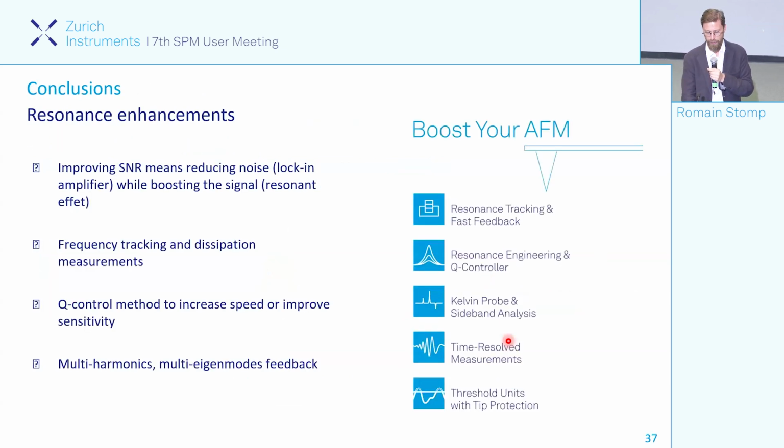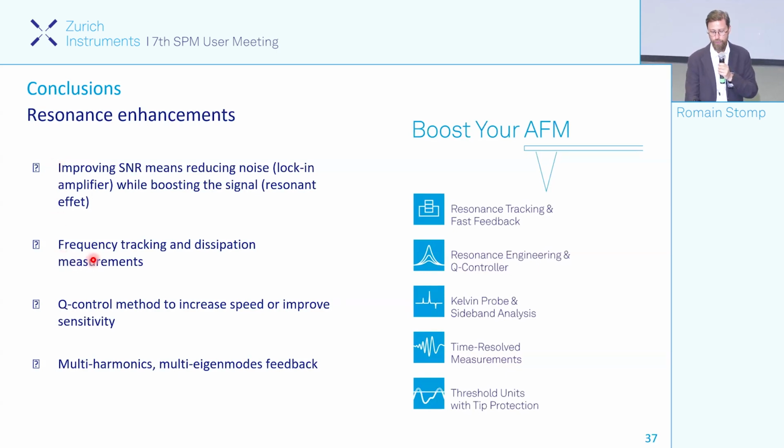So with this, I'm jumping to the conclusion. Starting from SNR considerations, of course, we love the lock-in amplifier, but it's not the end of the story. You also need to have resonance enhancement, so you need to boost your signal, because the lock-in is not going to touch the signal. It's only going to reduce the noise. So you need both, especially when you are measuring weaker and weaker signals.